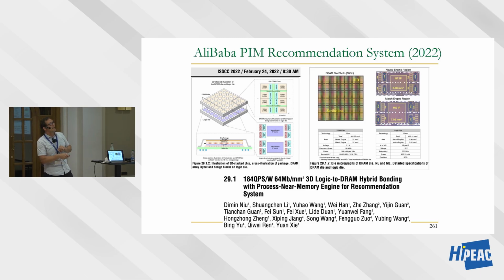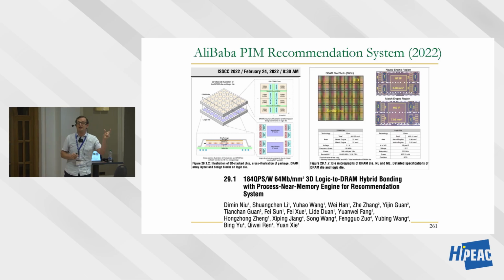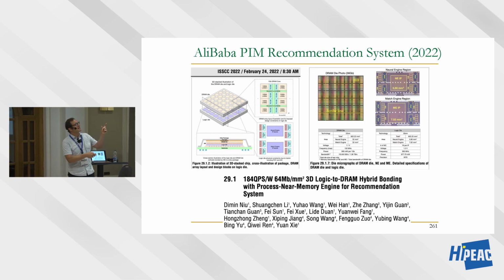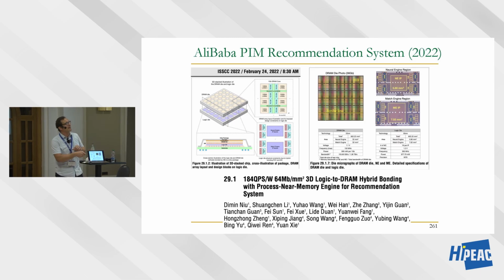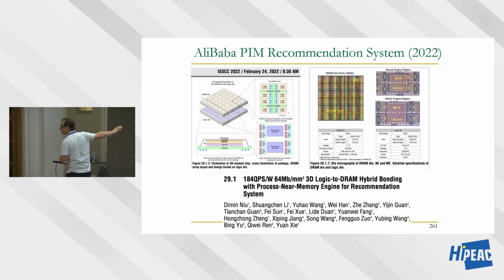And their goal was, again, this is also a near bank architecture. So all of these are near bank systems. Basically, next to each bank, you have a processor or an accelerator. And in this case, their accelerator was essentially to accelerate recommendation systems. They called it neural engine and match engine. Again, you can read their paper for more detail, except they don't have more detail in that paper.